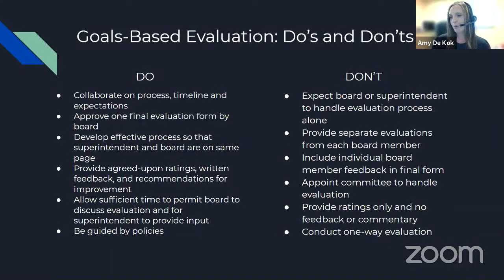Another question from a board member. So do we rate and approve each area, not just the evaluation as a whole? That is correct. It is not recommended to give your superintendent an overall rating. You should be rating them in specific areas and rating them in that area. So you don't give them an overall satisfactory or unsatisfactory.